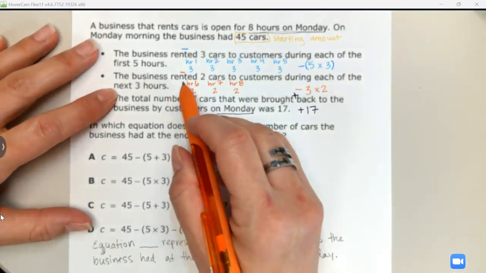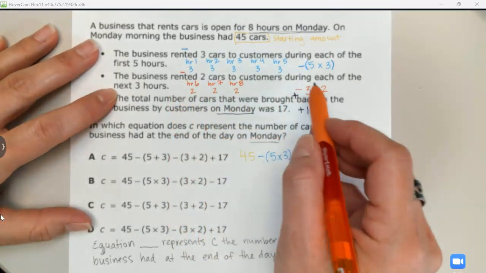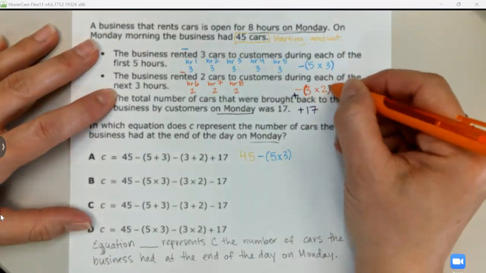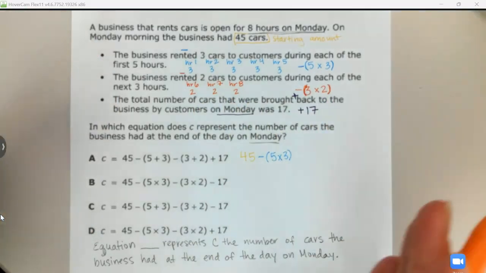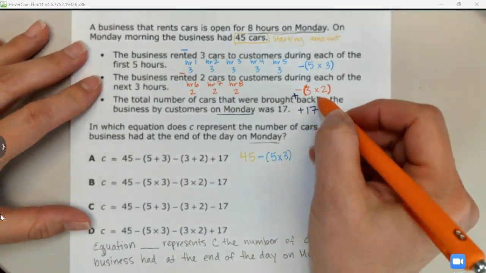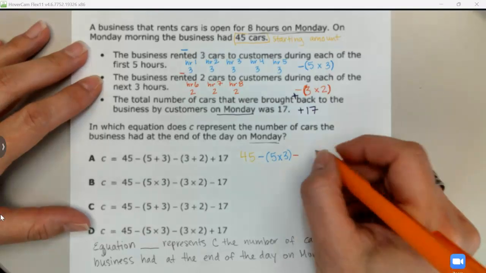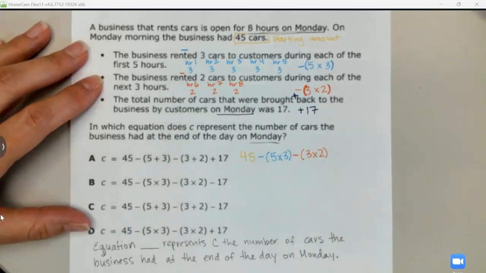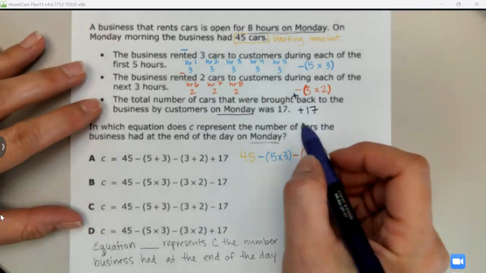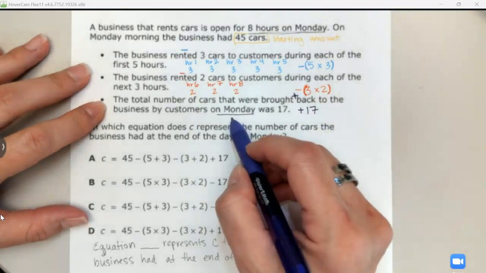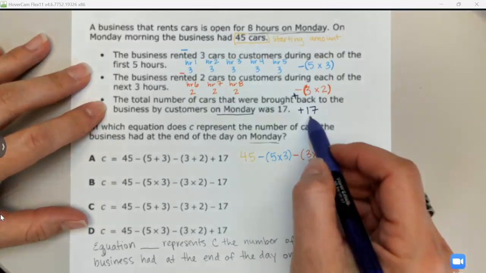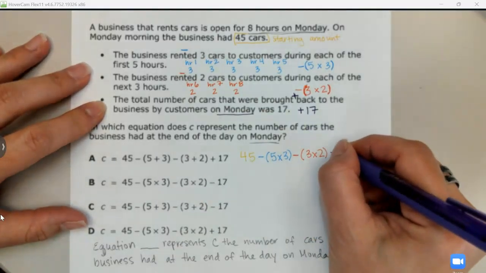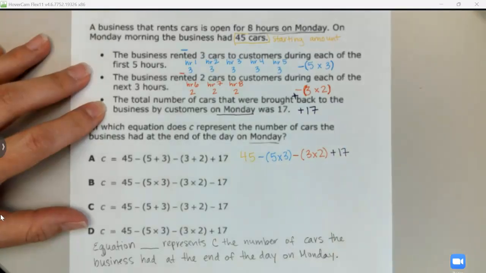In this next bullet, it said rented 2 cars to customers during each of the next 3 hours. I need the amount that was rented during those 3 hours to stay together, so I'm going to group that together. Remember we said rented was subtracting. And then bringing back vehicles. So now at the end of the business day on Monday, they're going to have 17 more cars. 17 more cars were brought back. So that is going to be adding 17.